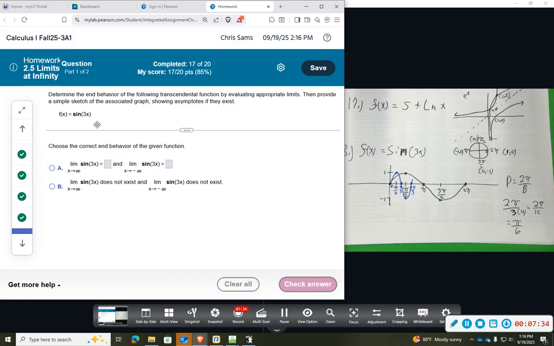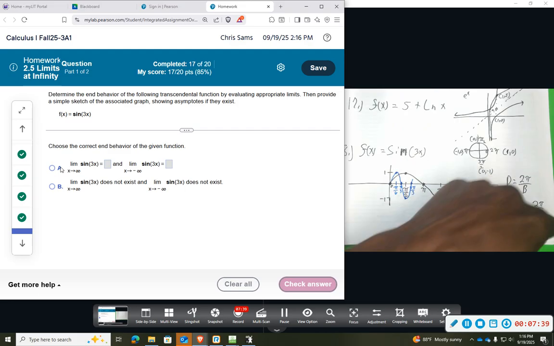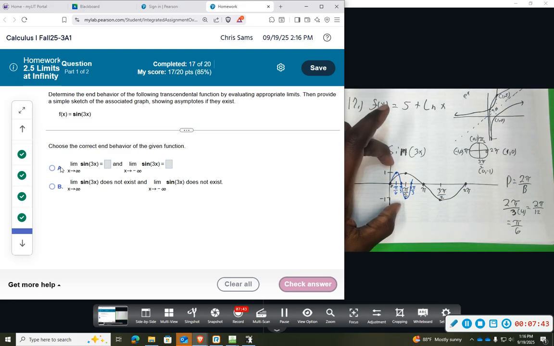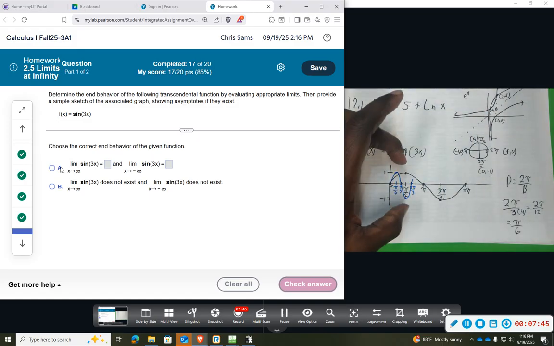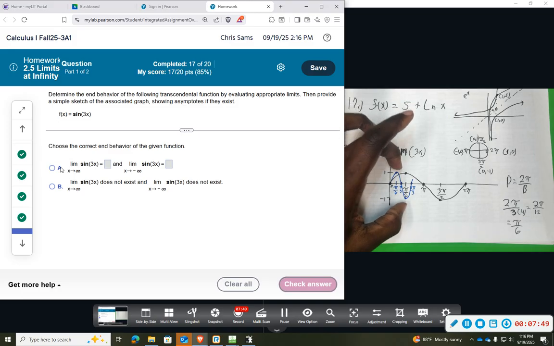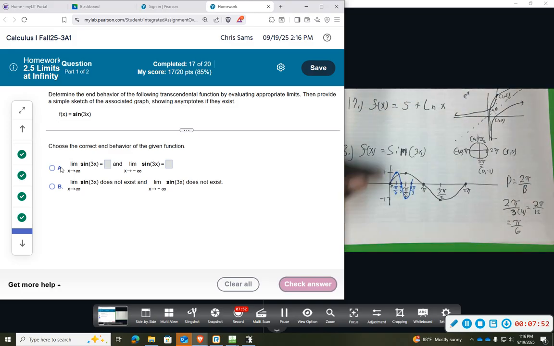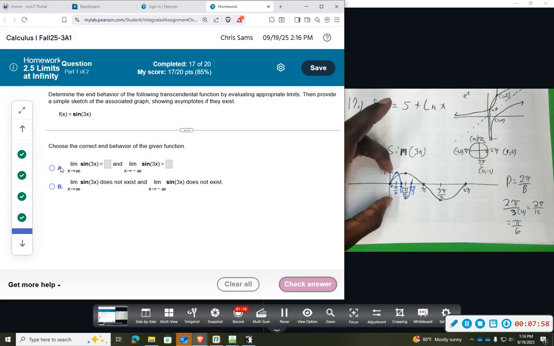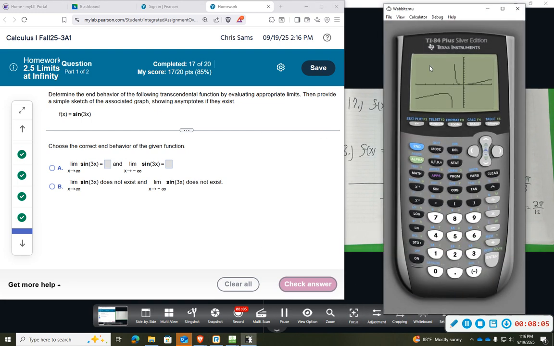So let me show you that with the graphing technology, and then as this graph goes to infinity, it's just going to continue to oscillate back and forth, and so we won't be reaching any finite value. We're not going to infinity or negative infinity. So we would just say that the limit does not exist because it's just alternating between 1 and -1. So let me see if I can show you that graphically just for fun.